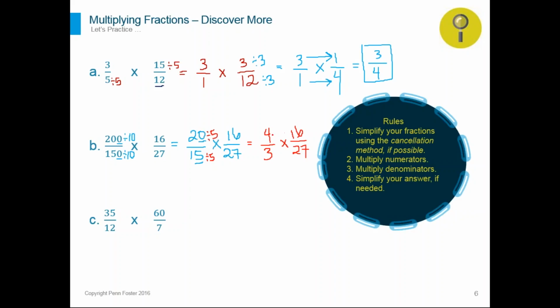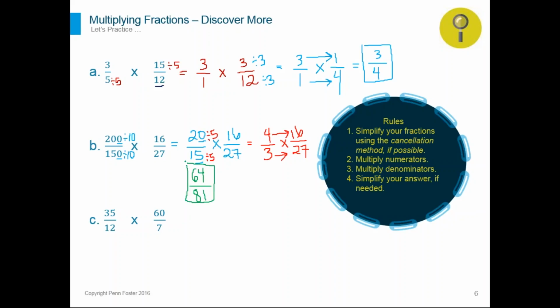Then I'm going to go ahead and multiply and multiply. So our answer will be, when you multiply the tops, 4 times 16 will give you 64 on the top. On the bottom, 3 times 27 will give you 81. There is nothing common between 64 and 81. You can list all of the factors of 64, all of the factors of 81, and see if there is anything common between the two lists, but you're not going to find any. So this is your simplest form of the answer.